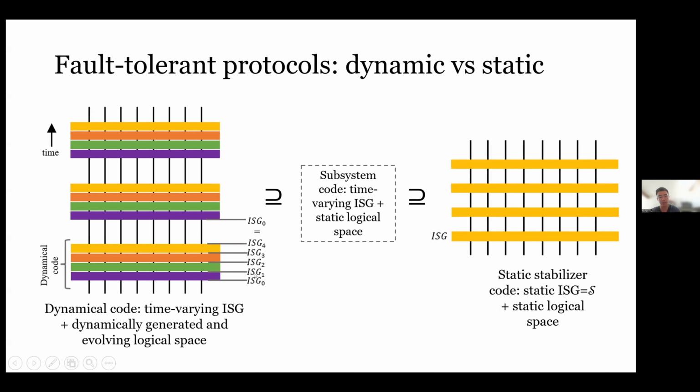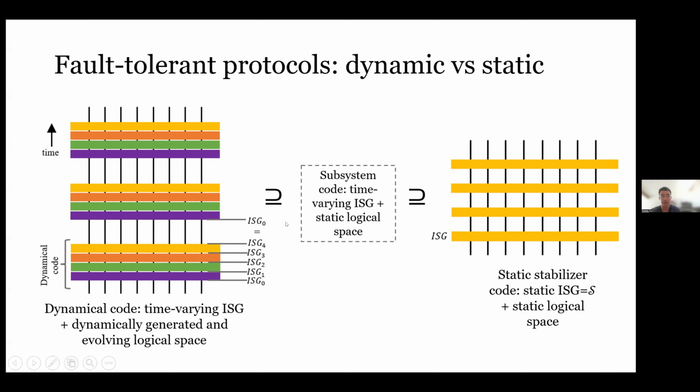So if you really look closely, in a general fault tolerant circuit, the stabilizers are always evolving over time. And so what happens in general is basically the picture on the left, where you have an instant stabilizer group that's dynamically generated and constantly evolving, right? So we're aiming for a protocol that can naturally incorporate the case where the stabilizer group is constantly evolving, and that's what we're aiming to construct.